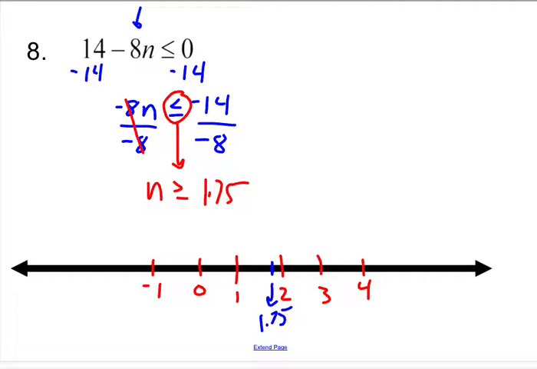It's greater than or equal to, so I'm going to shade it and color it in. 2 is greater than 1.75. 3, 4, they're all greater than 1.75. So I'm going to the right.